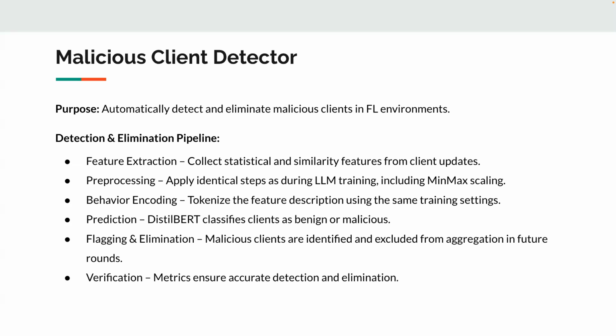The pipeline begins with feature extraction, where statistical and similarity features are collected from client updates. These features undergo the same pre-processing steps as training data, including min-max scaling. Next, we encode the client behavior by tokenizing the feature descriptions and then feed them into DistilBERT, which classifies each client as benign or malicious. Clients identified as malicious are flagged and excluded from aggregation in subsequent training rounds. Finally, verification metrics are used to ensure the detection system remains accurate and reliable over time.